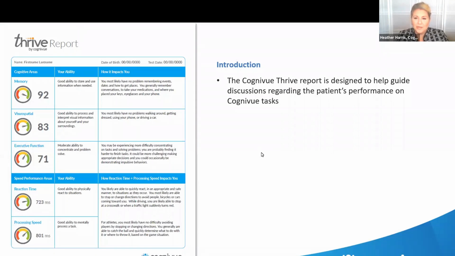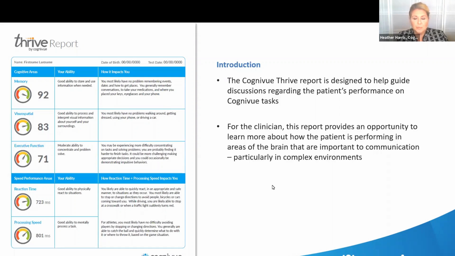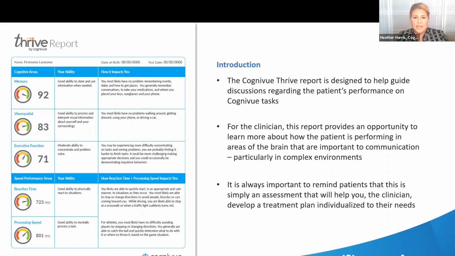The CogniView Thrive report is designed to help guide discussions regarding the patient's performance on cognitive tasks. For the clinician, this report provides an opportunity to learn more about how the patient is performing in areas of the brain that are important to communication, particularly in complex environments. It is always important to remind patients that this is simply an assessment that will help you, the clinician, to develop a treatment plan individualized to their needs. Now let's take a closer look at the report to review the individual cognitive domains and how they respectively impact hearing and communication.